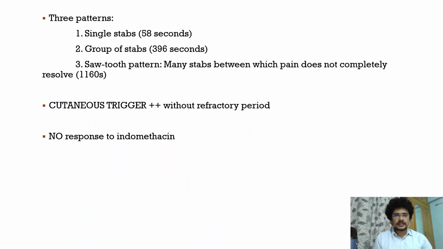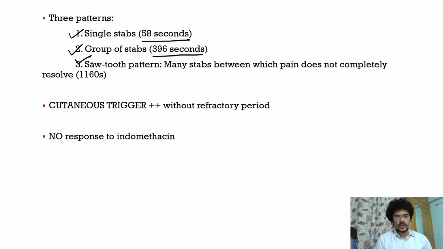Okay. So there are three patterns of headache that can occur in SUNCT and SUNA. One, the patient can have single stabs of headache. Usually these attacks last for 58 seconds. And then we have a group of stabs: a group of stabs, no headache, again a group of stabs. So this pattern usually lasts for around 396 seconds.